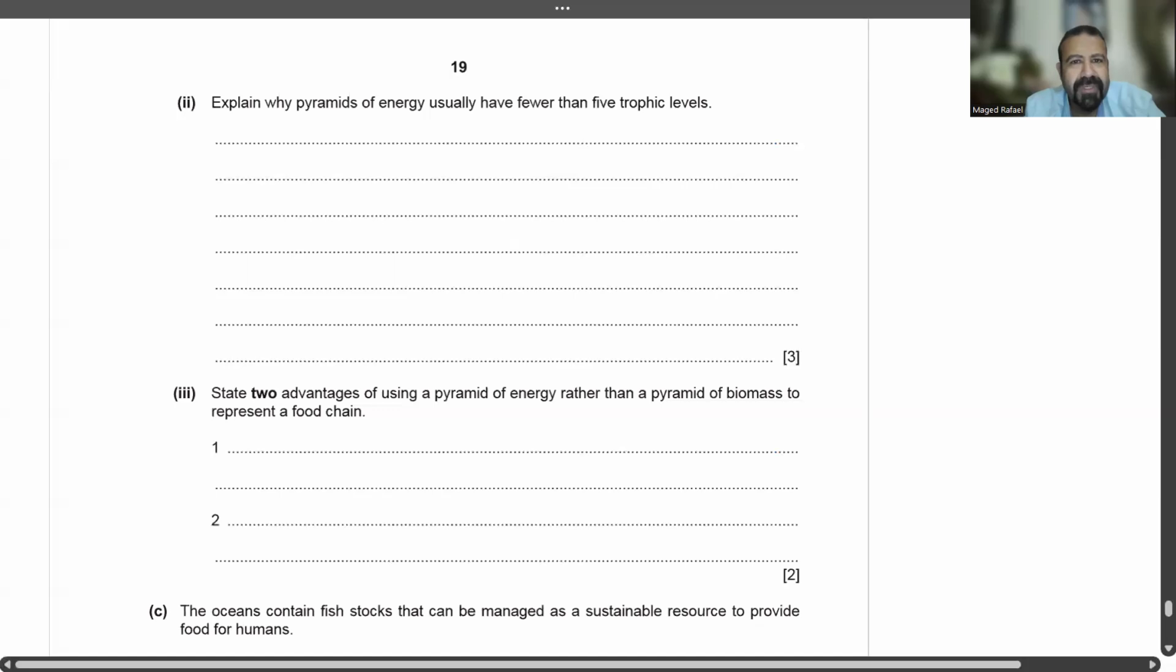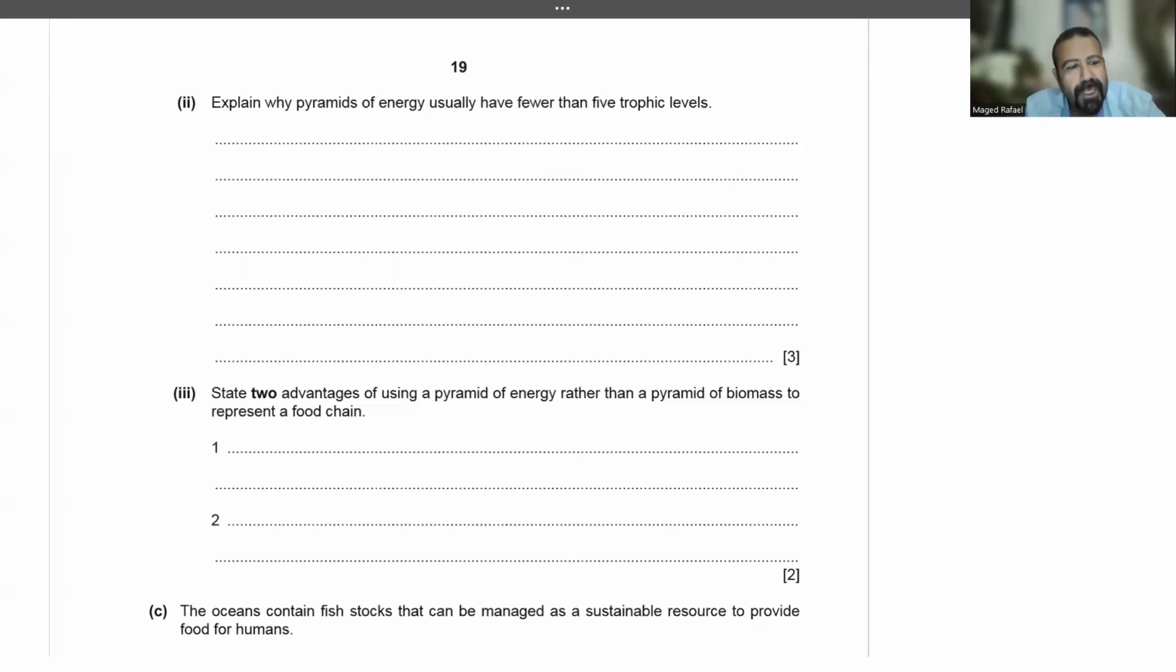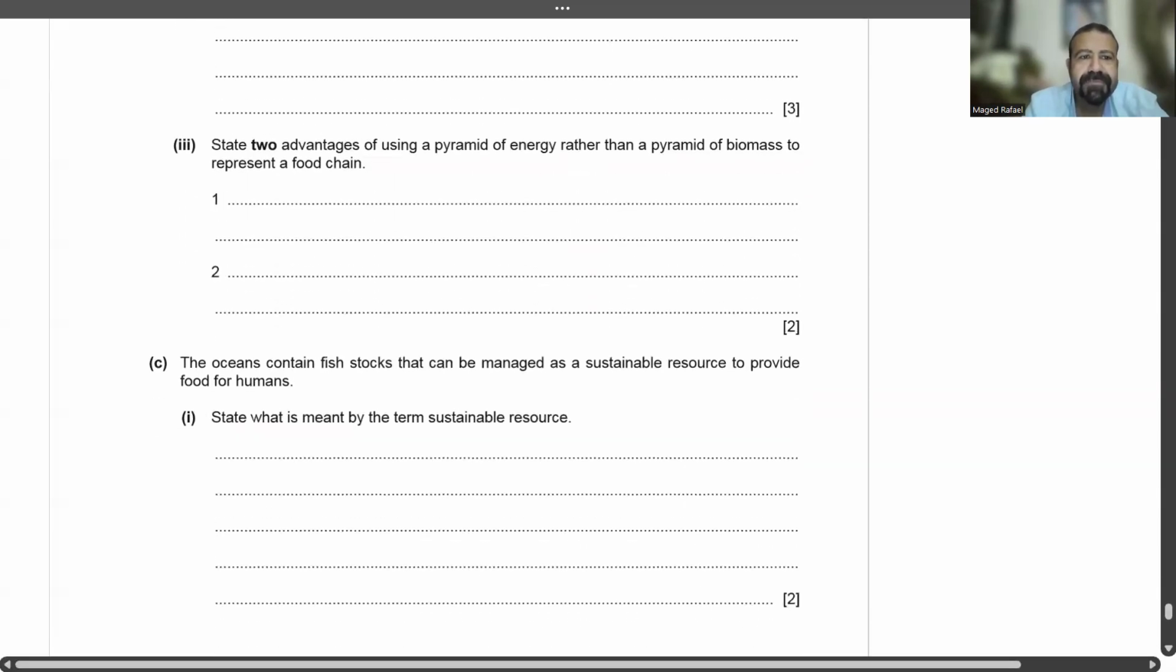Explain. This is an easy question, law of 10%. The actual energy transfer: the amount of energy lost will be 90%, such as heat from respiration, non-edible parts, feces, excretion, reproduction, movement. So I think this is an easy question.